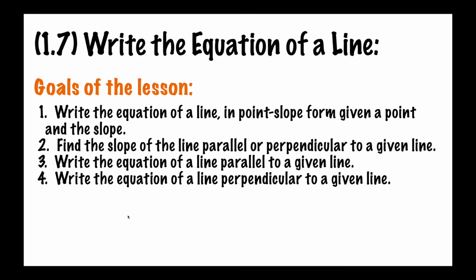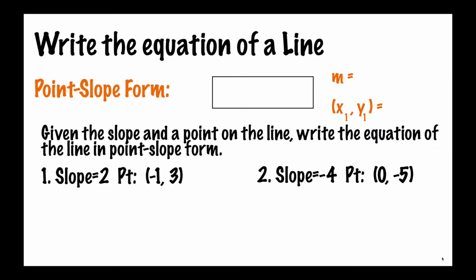In section 1.7, we will write the equation of the line. The goals of this lesson are to write the equation of a line in point-slope form given a point and the slope, to find the slope of a line parallel or perpendicular to a given line, to write the equation of a line parallel to a given line, and to write the equation of a line perpendicular to a given line. As we talk about writing the equation of the line, we need to review point-slope form.